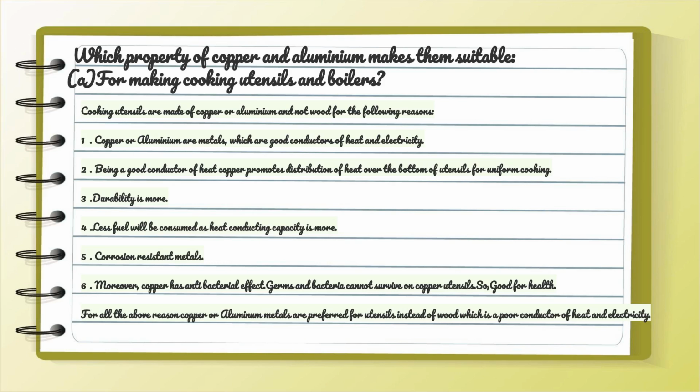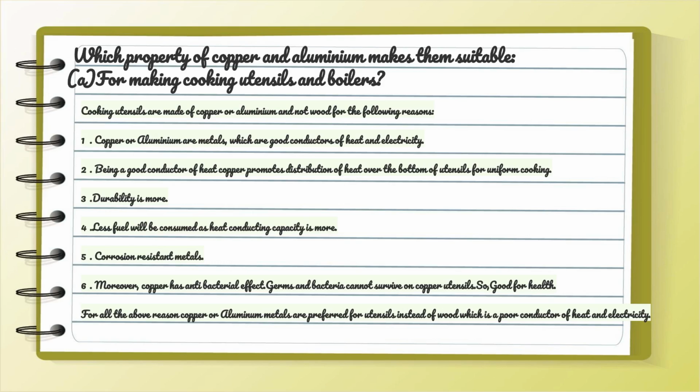Which property of copper and aluminium makes them suitable for making cooking utensils and boilers? Solution. Cooking utensils are made of copper or aluminium and not wood for the following reasons. 1. Copper or aluminium are metals, which are good conductors of heat and electricity. 2. Being a good conductor of heat, copper promotes distribution of heat over the bottom of utensils for uniform cooking. 3. Durability is more. 4. Less fuel will be consumed as heat conducting capacity is more.